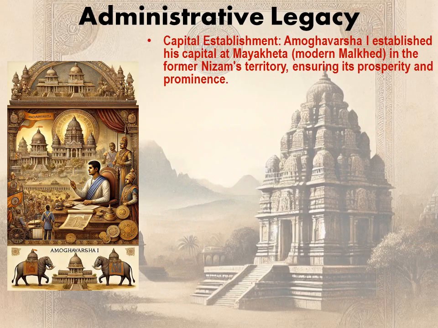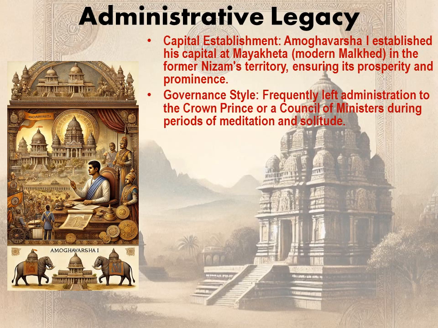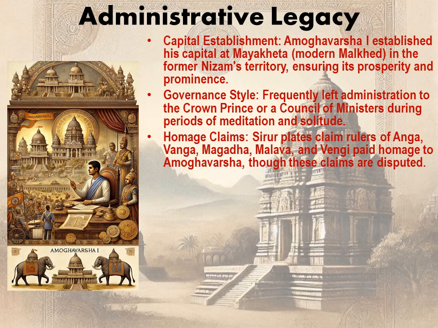Administrative legacy. Capital establishment. Amoghavarsha I established his capital at Mayakheta, modern Malkhed, in the former Nizam's territory, ensuring his prosperity and prominence. Governance style. He frequently left administration to the crown prince or a council of ministers during periods of meditation and solitude.